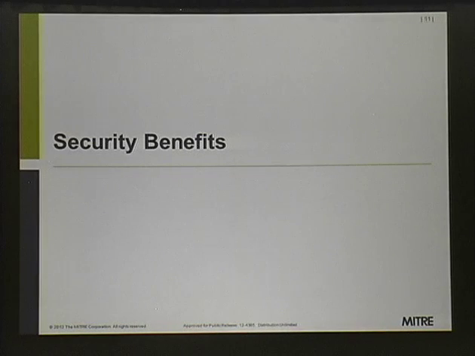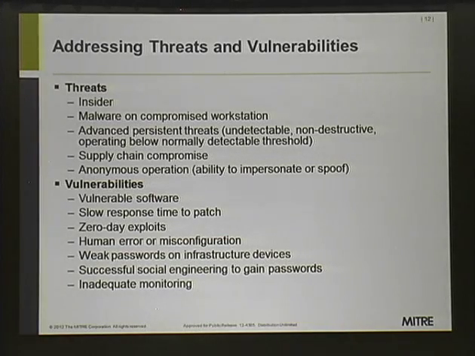All right, I'm now going to go over our security claims and the benefits that IBIP has. Here's a list of threats and vulnerabilities that everyone operating a network faces. So just basic insider threats, malware, anonymous operations, and supply chain compromise. And of course, you get vulnerabilities in your software, zero-day exploits, slow response time for users to patch, or even internal processes to patch your servers, weak passwords, and social engineering.